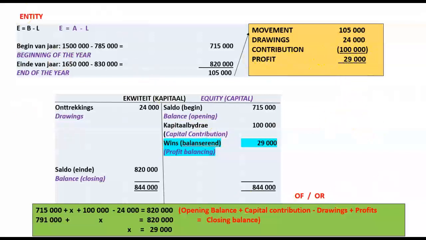So it doesn't matter which way you actually skin this cat, at the end of the day, the answer is that my profit was 29,000 Rand for the year.